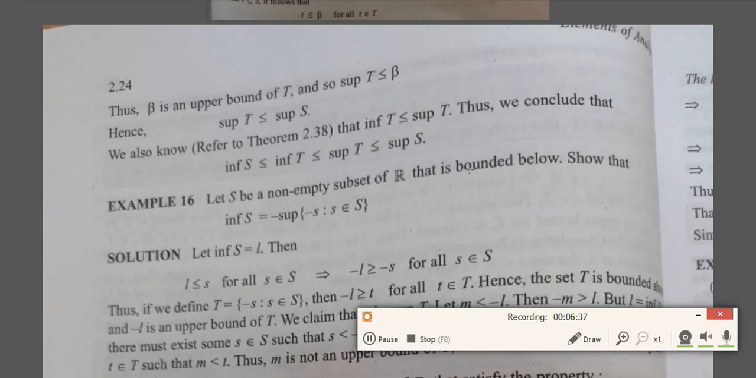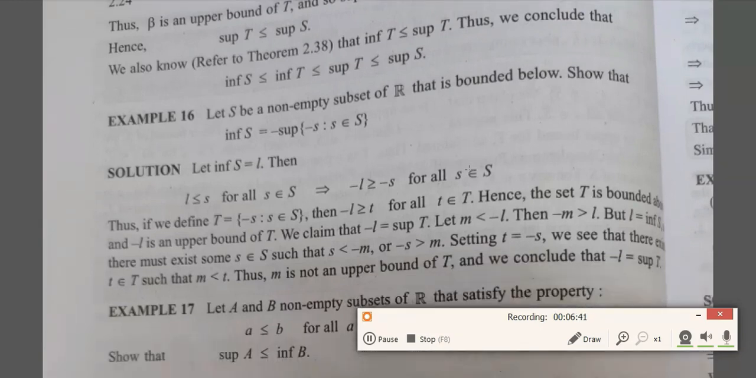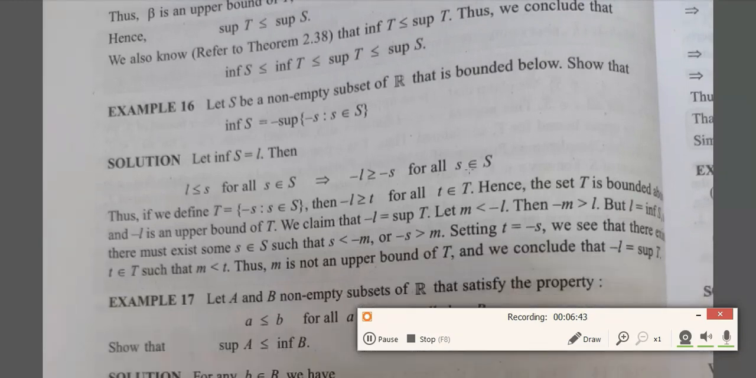Next example, let S be a non-empty subset of R that is bounded below. Show that the infimum of S is the negative of the supremum of the set consisting of the negatives of the elements of S. So the infimum of S is equal to minus the supremum of minus s, where s belongs to S. Let the infimum of S equal L. Then L is less than or equal to s for every s in S.